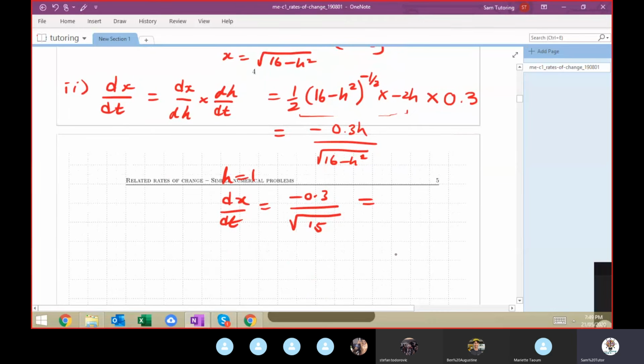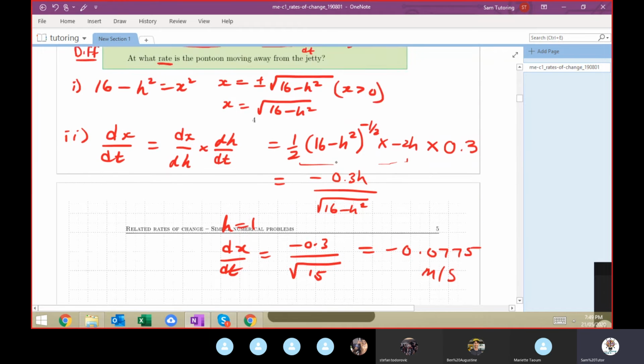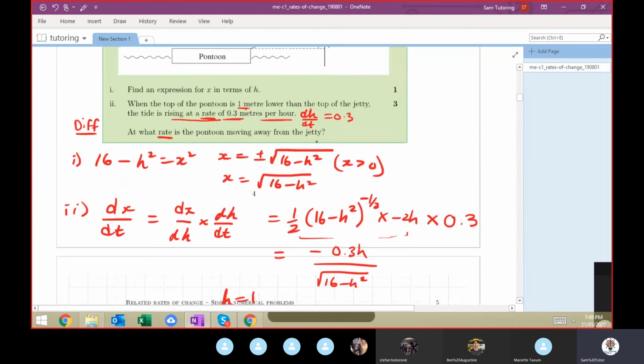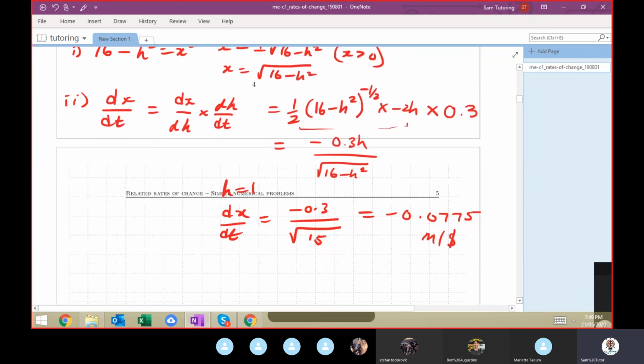You know it's right because you actually got a negative, which means it's moving away. It's decreasing, whereas if it was moving closer, it would be increasing. That's it. Meters per second, I'm guessing. Was it? Meters per hour. Sorry, meters per hour. So the weird thing is just this bit here. You've got to get your head around.